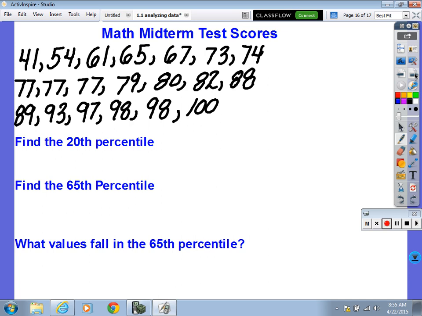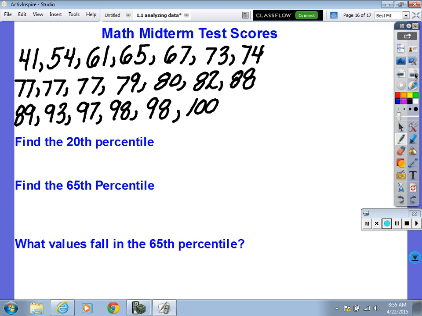It says find the 20th percentile. So it just means 20%, we want to find 20% of the data. First of all, to be able to find 20% of that amount of data, we need to know how many total data points are in here. If you count them up, there are 20. So there are 20 data points.